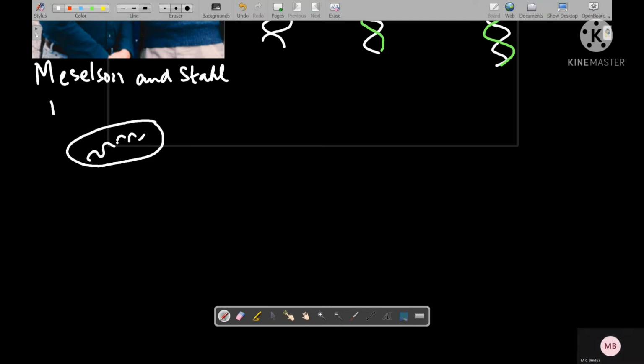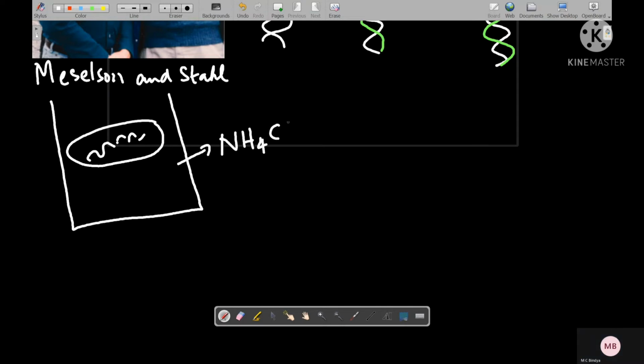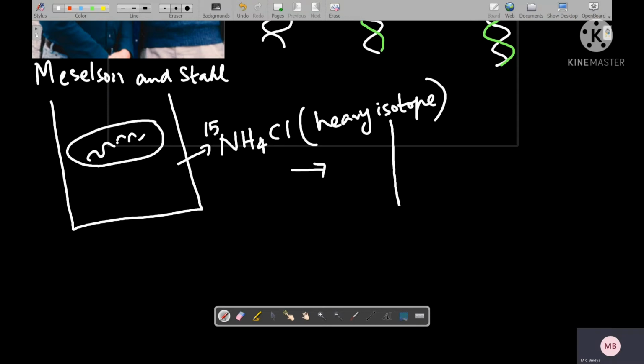in medium that contains ammonium chloride, heavy isotope N15, ammonium chloride heavy isotope. So E. coli was cultured for many generations in this ammonium chloride solution. And then when the density was determined in cesium chloride density gradient, it was found that the DNA of the E. coli was heavy because both the strands were developed from N15.